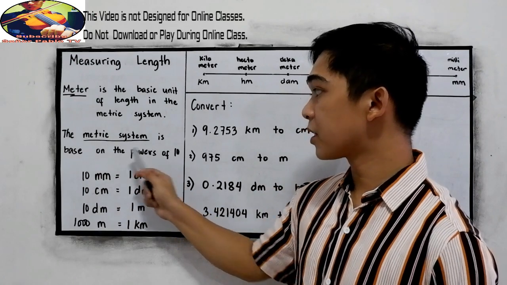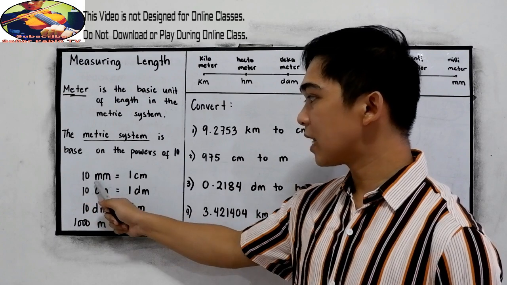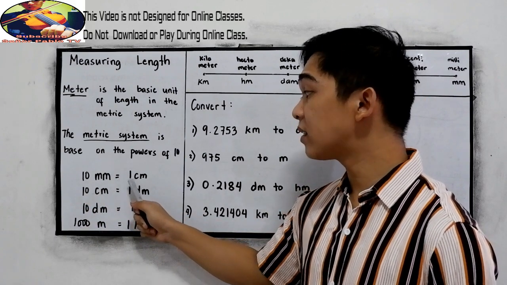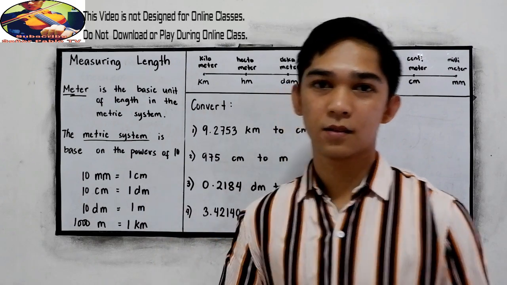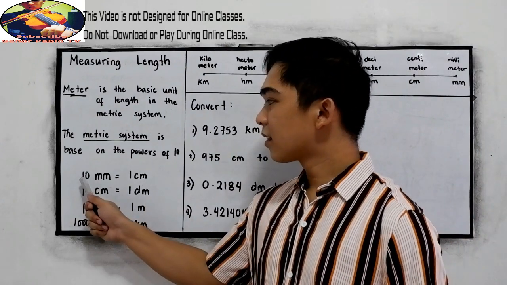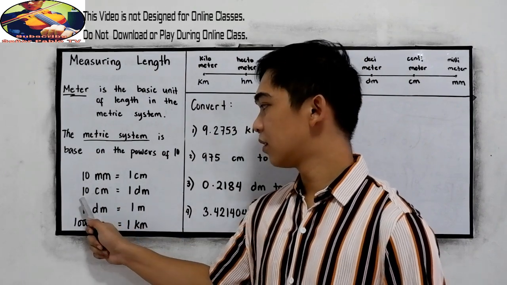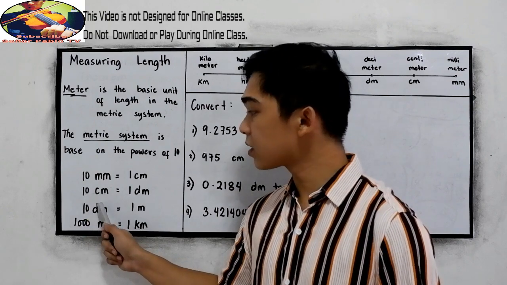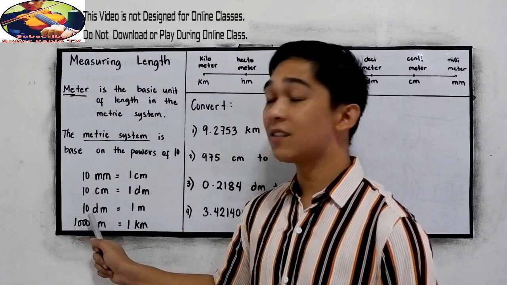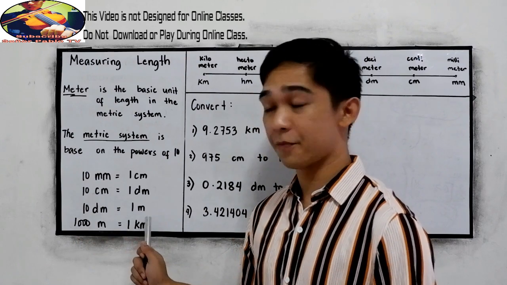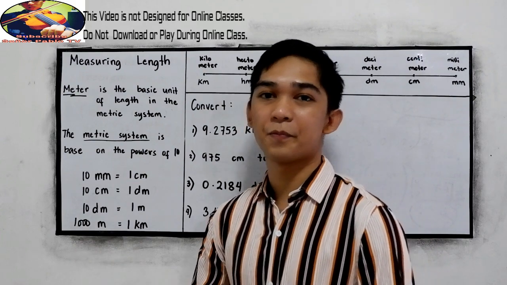The metric system is based on the powers of 10. So we have 10 millimeters equal to 1 centimeter. And 10 centimeters is equal to 1 decimeter. And 10 decimeters is equal to 1 meter. 1,000 meters is equal to 1 kilometer.